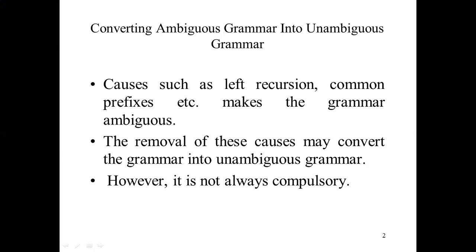Sometimes a need arises to convert ambiguous grammar into unambiguous grammar. There are several rules so that we can change the ambiguous grammar into unambiguous grammar. How will we convert? The first point is that causes such as left recursion, common prefixes, etc. make the grammar ambiguous. The reason is that sometimes we use common prefixes, and also left recursion.